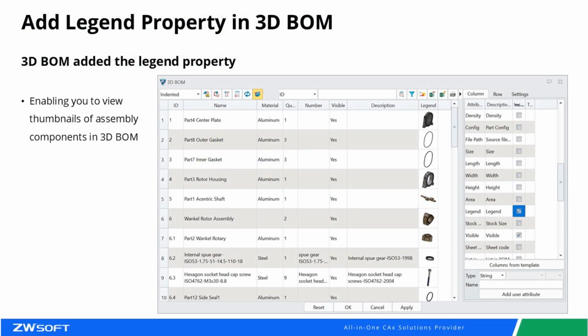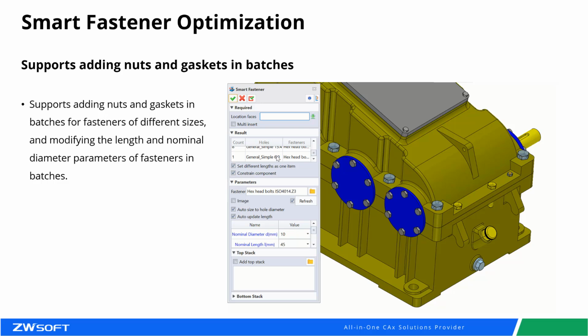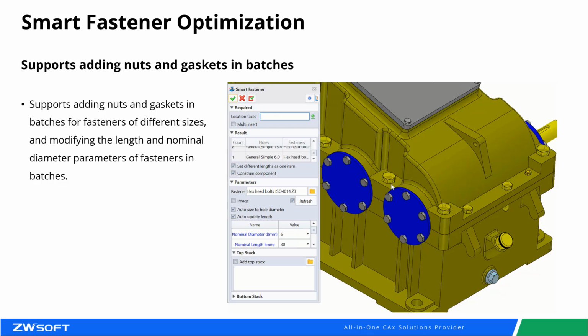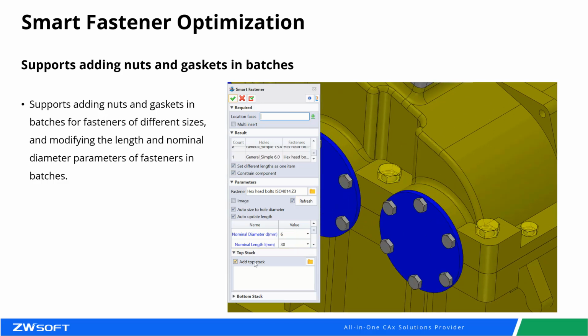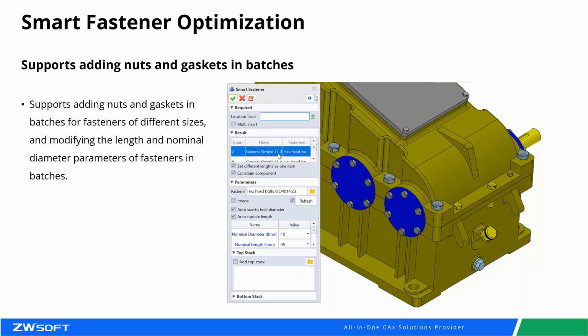Regarding 3D BOM in assembly design, ZW3D 2025 SP added the Legend property, enabling users to view thumbnails of assembly components in 3D BOM. This could help the designer and their partners check the 3D BOM in a more intuitive way. During assembly design, when inserting standard fasteners, the Smart Fastener function is an efficient way for users to insert them.